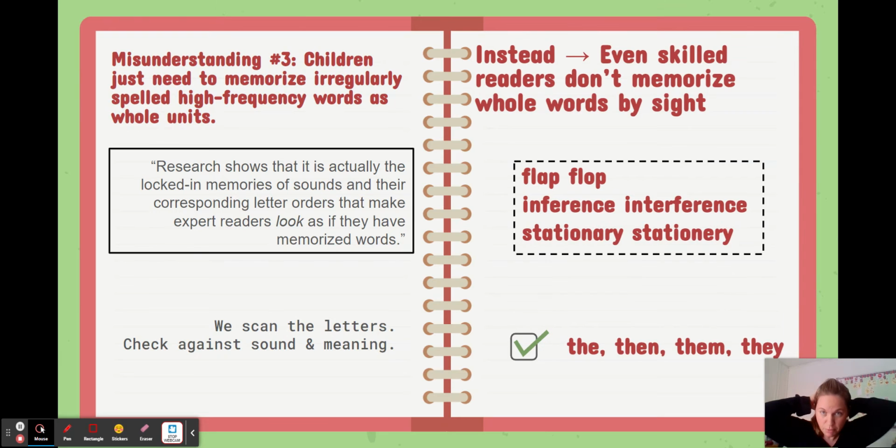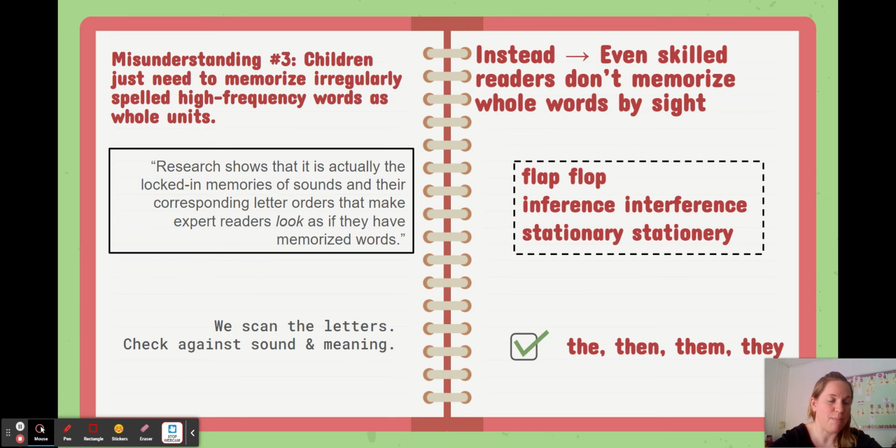All right, next, misunderstanding number three. Children just need to memorize irregularly spelled high-frequency words as whole units. We don't even do this. We don't actually memorize whole words. Research shows that it's actually the locked-in memories of sounds and their corresponding letter order that make it look like we've memorized these words. We scan letters and we check them against sound and meaning.